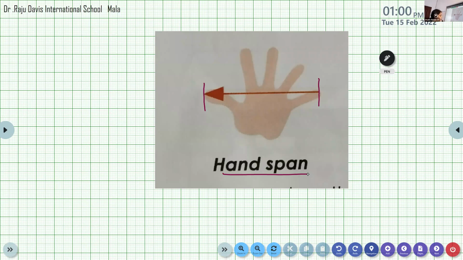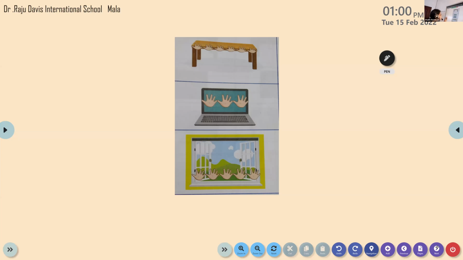Now let's see. Here you can see some objects whose length is measured using the hand span. Let us see the first one, the length of the table. Aaron, how many hand spans? Count and tell me. 1, 2, 3, 4, 5, 6. So we can say the length of the table is 6 hand spans.